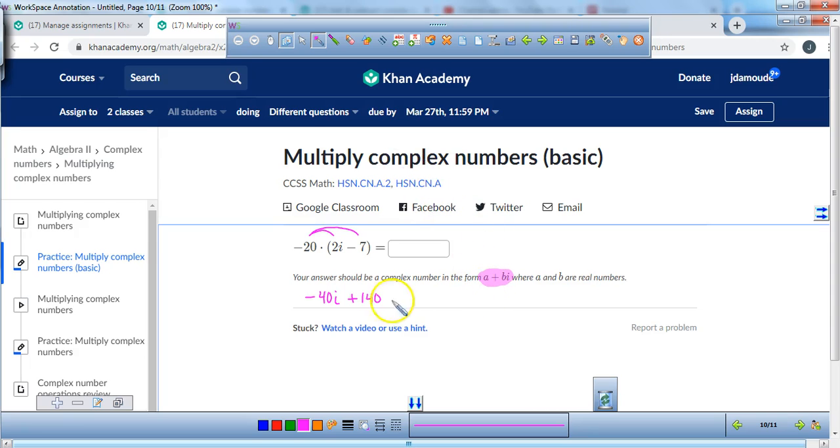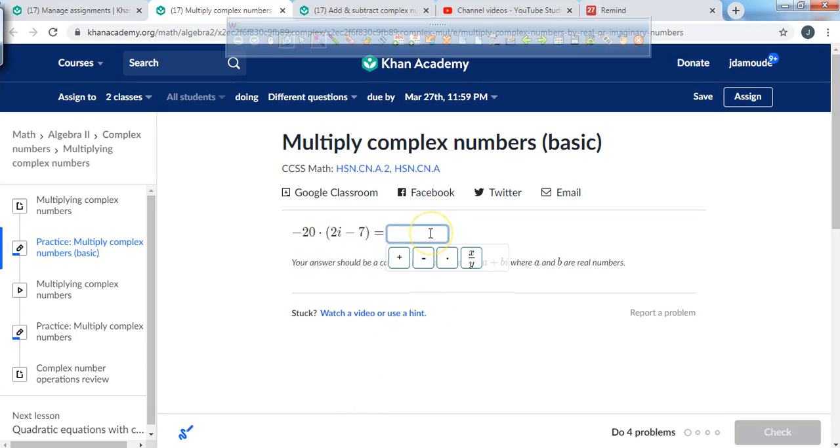Complex numbers. Alright, so what is our real number? 140. And what's our imaginary number? Negative 40i. And so that's what I'm going to type into the Khan Academy. Real number up front, imaginary number in the back.